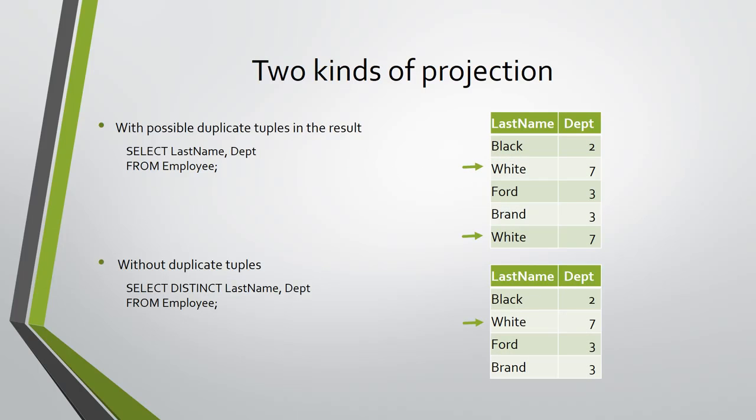Please note that projections that do not include keys may lead to results that contain duplicate tuples. To specify if we want duplicate tuples or not, we may use the distinct keyword. We have then two kinds of projections. One with possible duplicate tuples in the results, when we do not specify the distinct keyword. And one without duplicate tuples in the results, when we do specify the distinct keyword after the select keyword. Please note how the first result has duplicate tuples, for the last name White and department 7, whereas the second result has only one of these tuples.